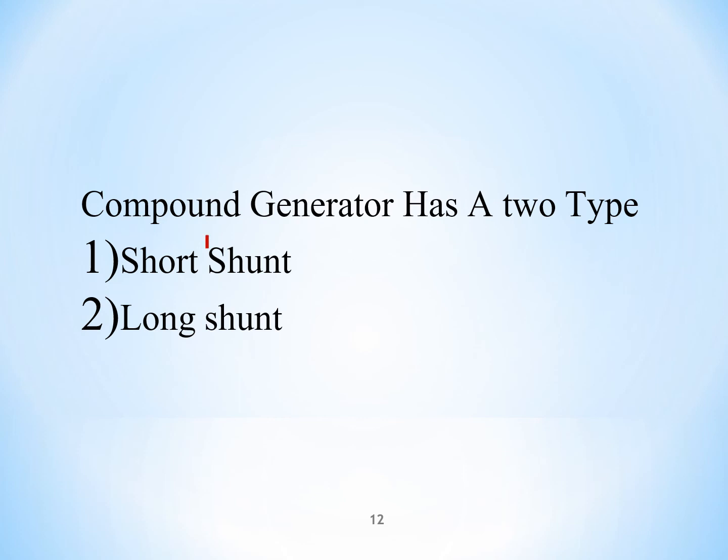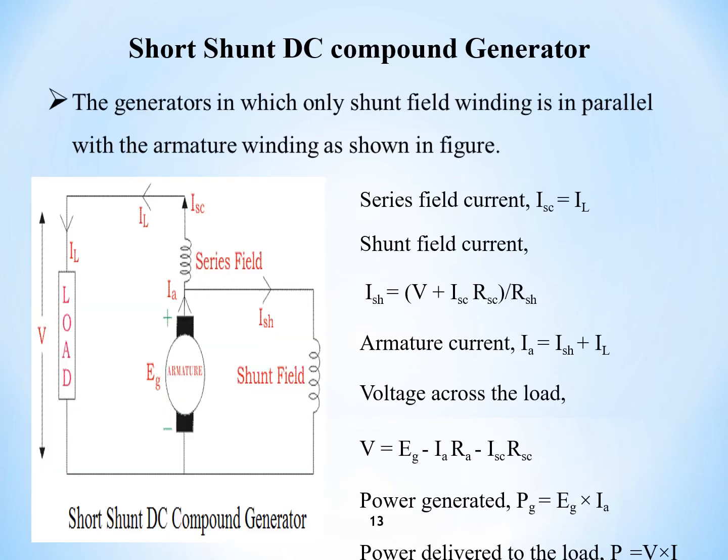So in the compound generator there are again two types, a short shunt and a long shunt. This is a short shunt DC compound generator. In this generator, only the shunt field winding is in parallel with the armature winding. So when the shunt field winding is parallel with only the armature winding, it is called a short shunt DC compound generator. So here we have IA, ISH, ISC, IL and I.